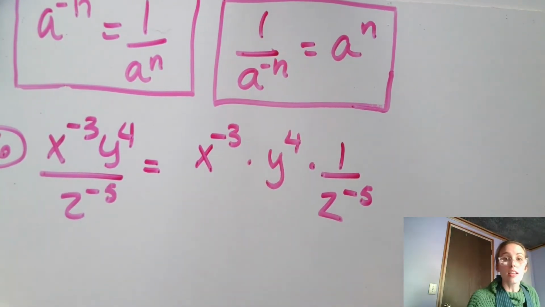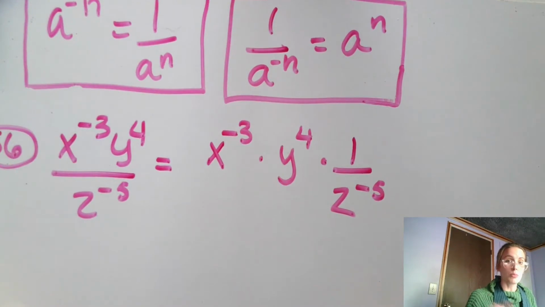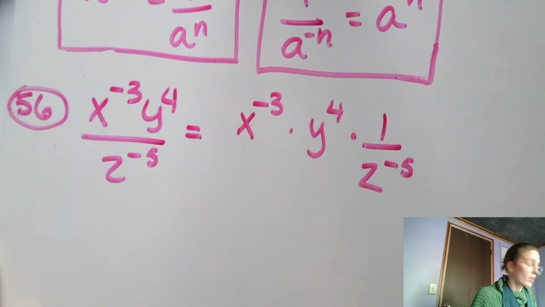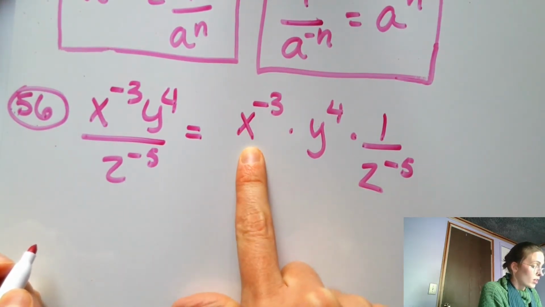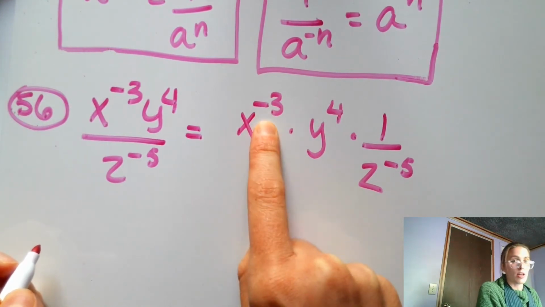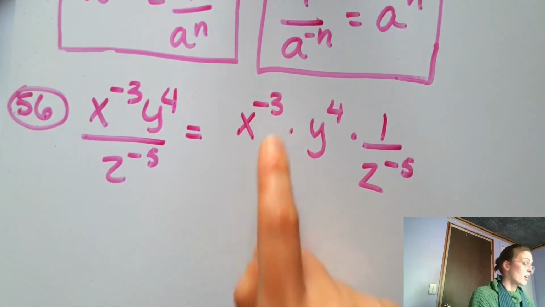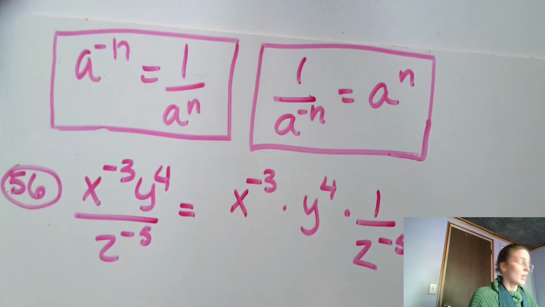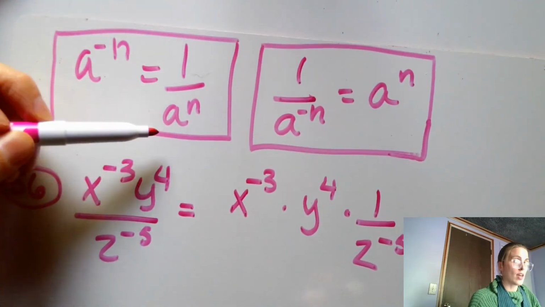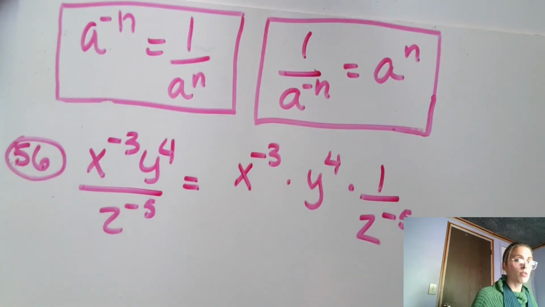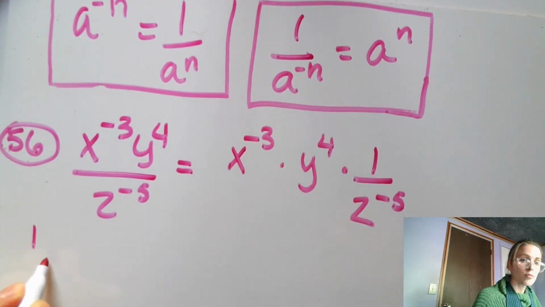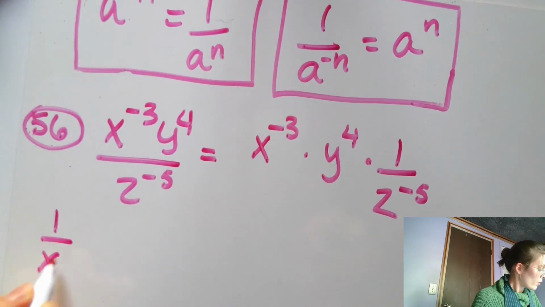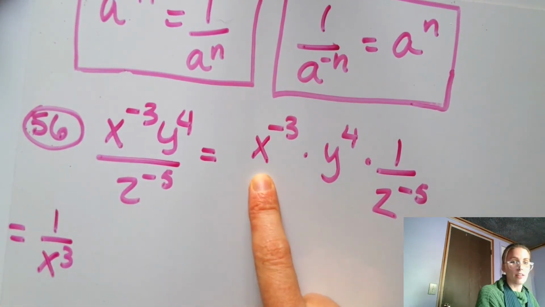So we've got x to the negative 3, y to the 4th times 1 over z to the negative 5th power. And then first, we see x to the negative 3. Okay, that's a negative exponent, so we have to change that. We'll use this rule, a to the negative n equals 1 over a to the n. So x to the negative 3 equals 1 over x cubed. Okay, so that's rewriting x to the negative 3.